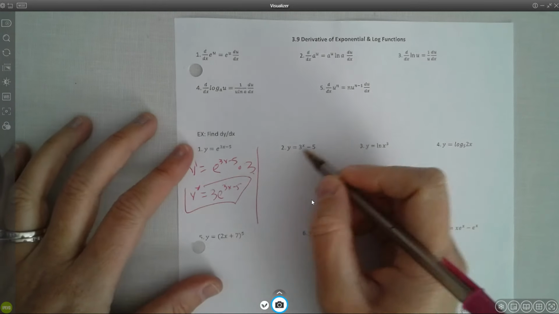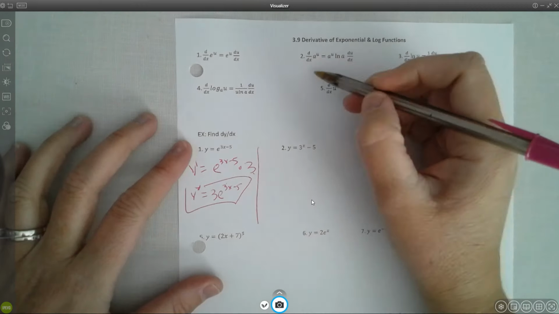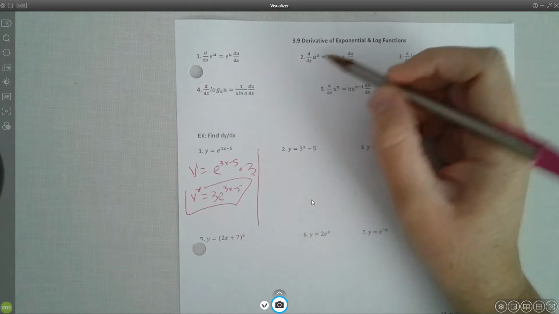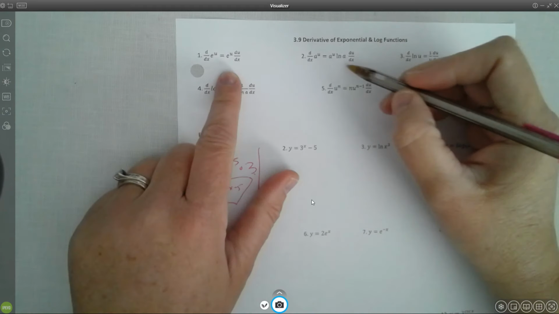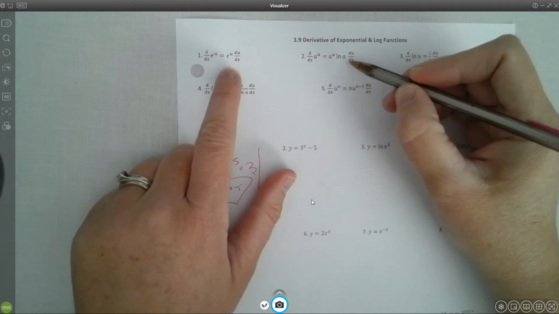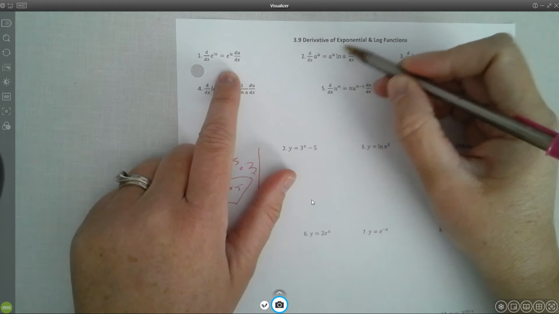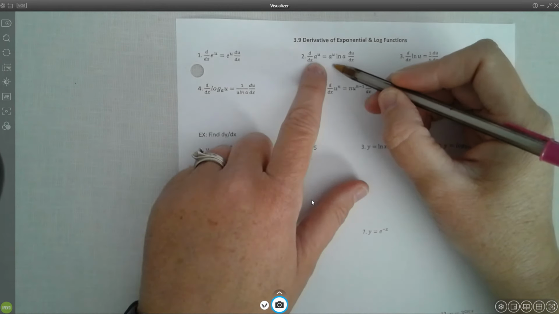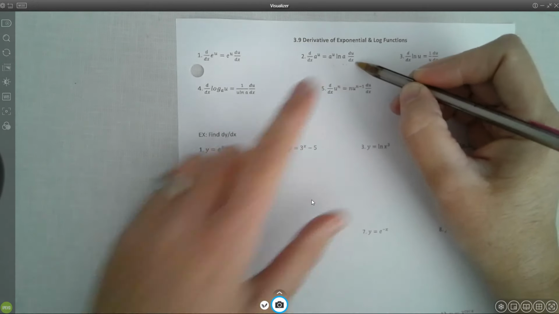So number 2 here, this is a rule right here. So the difference between this is e is your base, and e is still a number. And the reason that these are different is because ln of e is just 1. So these are the exact same rules, but you don't have to put an ln of e, it's 1. So this is saying you rewrite what you see, ln of your base times the derivative of your exponent.